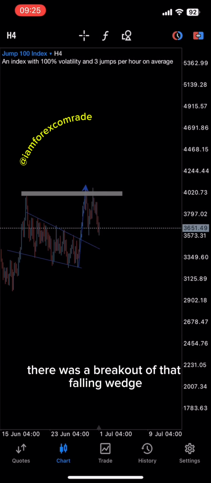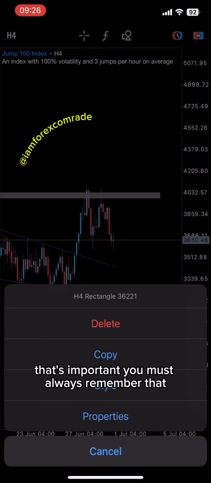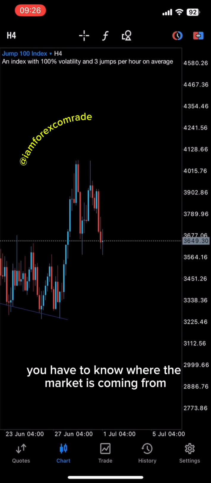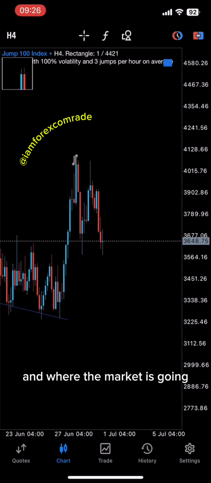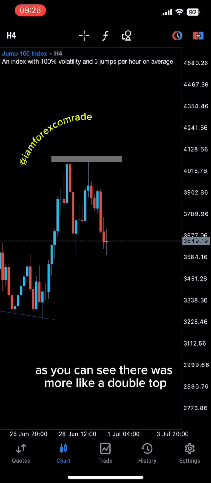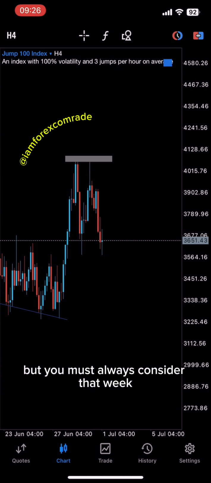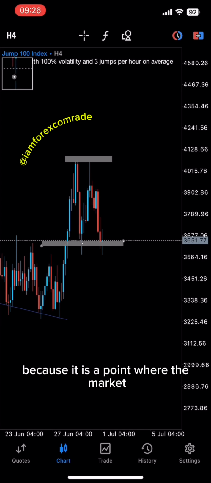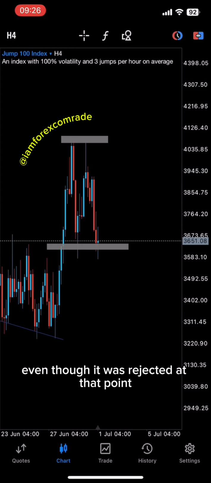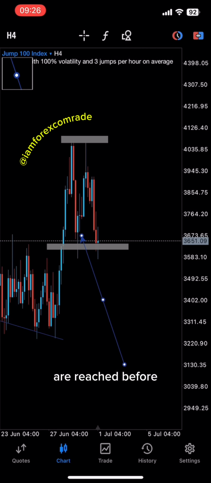As you can see, there was a breakout of that falling wedge, and the market reached its TP. That's important. You must always remember that, because you have to know where the market is coming from and where the market is going. So at that point, as you can see, there was more like a double top, but that one is a wick. But you must always consider that wick, because it is a point where the market actually reached, even though it was rejected at that point. You must always know that it's a point where the price reached before.